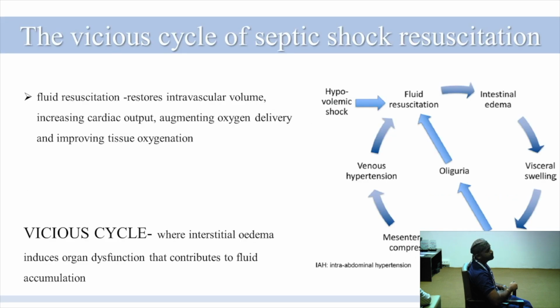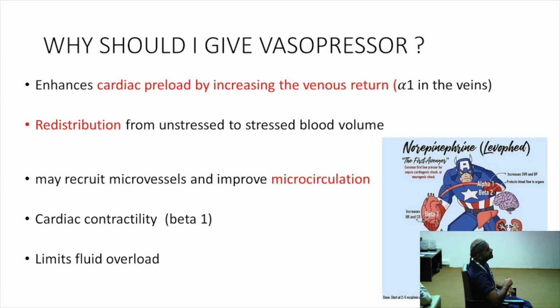So why I am discussing this fluid therapy is because it's a vicious cycle. You need to be very judicious in giving fluids. You start fluids, there will be intestinal edema if you give too much fluid. There will be organ swelling, intra-abdominal hypertension, which results in oliguria. When there is oliguria, you give more fluids, and again the same cycle continues. So you need to break this vicious cycle. That's when you give vasopressors.